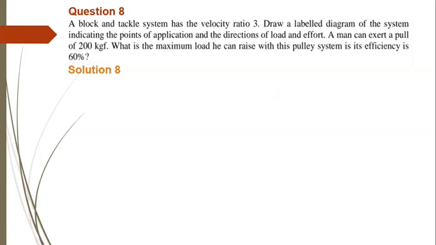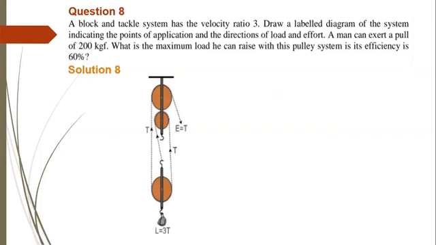Let us draw the diagram first. This is the diagram in which you have to indicate the point of application and the directions of load and effort. Load is acting in the downward direction. Effort is also acting in the downward direction. 3 pulleys are used. The 3 segments of this single string are balancing the load. Now the man exerts a pull of 200 kgf. And what is the maximum load he can raise?